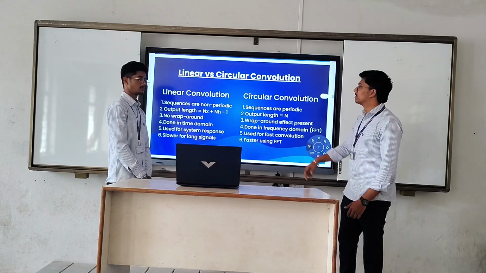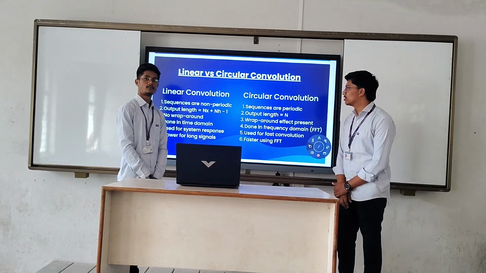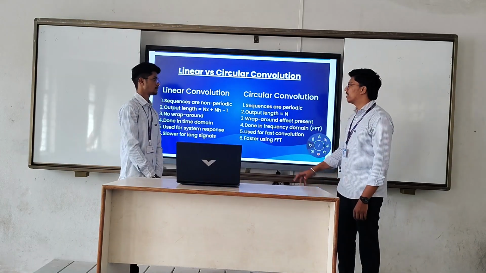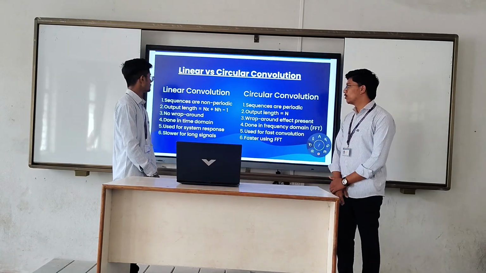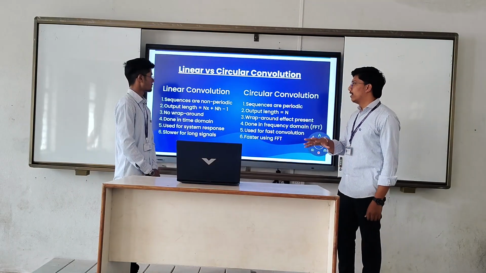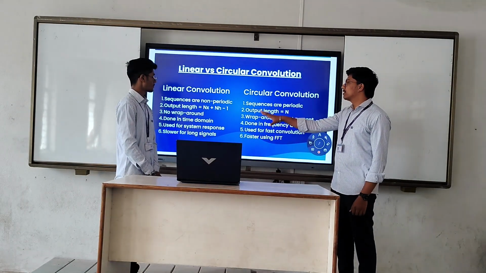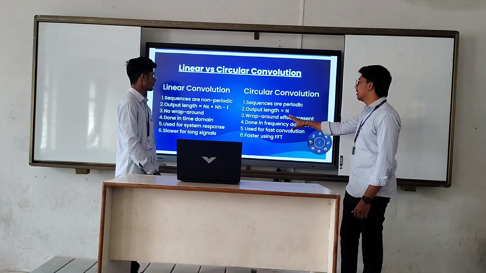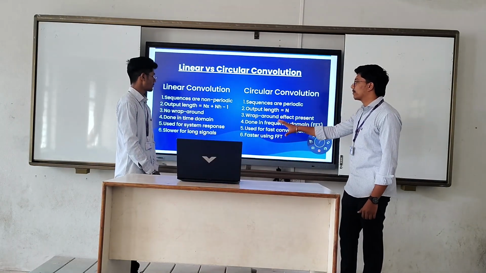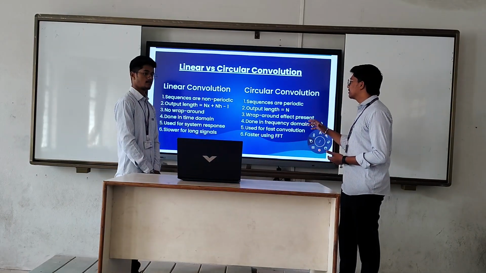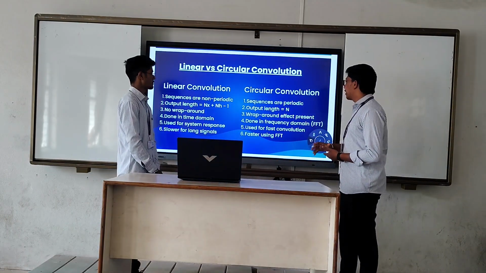So this is the basic difference between linear convolution and circular convolution. In linear convolution, non-periodic sequences are used, and in circular convolution, sequences are periodic. In linear convolution, the output length is defined by nx plus nh minus 1, and in circular convolution, the output length is defined by N. In linear convolution, there is no wrap-around, and in circular convolution, there is a wrap-around effect present.